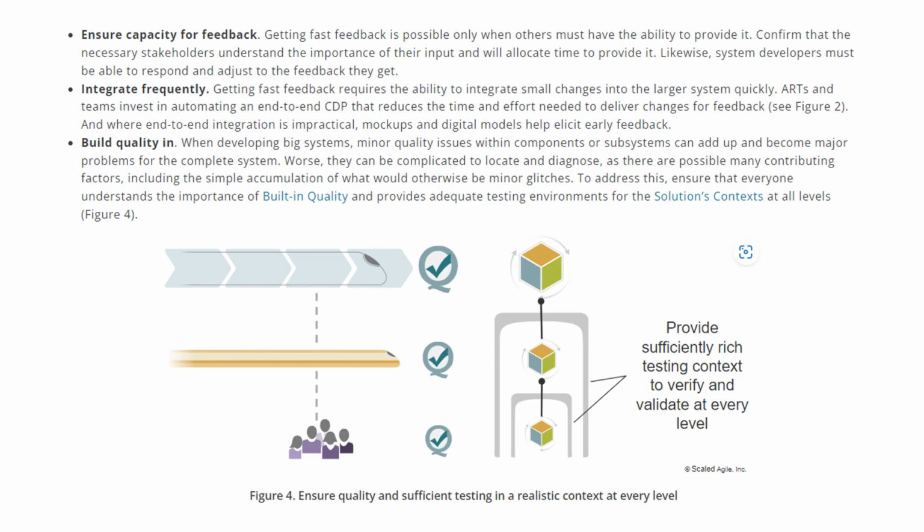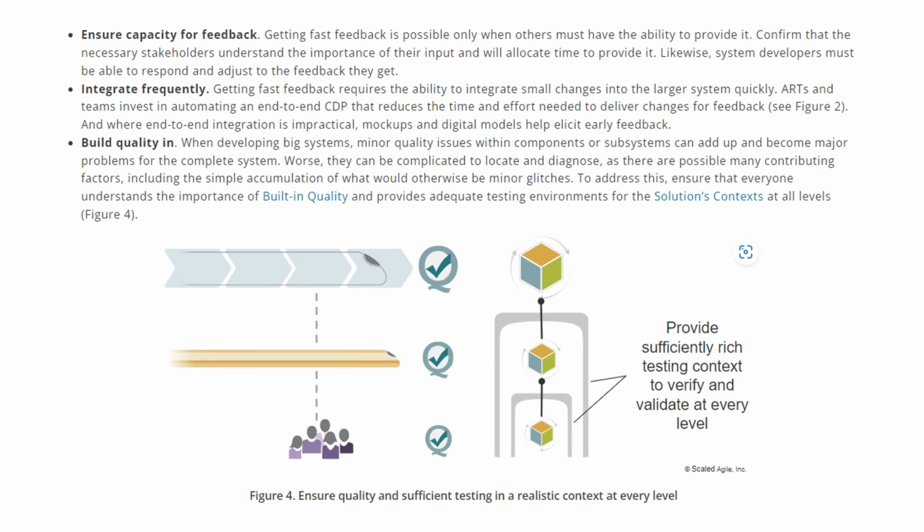Another option could be integrate frequently. Getting fast feedback requires the ability to integrate small changes into the larger system quickly. Arts and teams invest in automating an end-to-end CD pipeline that reduces the time and effort needed to deliver the changes for feedback. And where end-to-end integration is impractical, mockups and digital models help elicit early feedback.